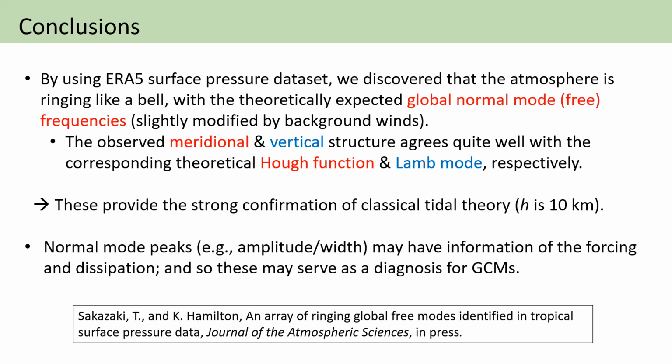So to summarize, by using five surface pressure datasets, we discovered that the atmosphere is ringing like a bell with the theoretically expected global normal mode frequencies, which are slightly Doppler shifted by background winds. The observed meridional and vertical structures agree quite well with the corresponding theoretical Hough functions and Lamb mode respectively. And these results provide a strong confirmation of classical tidal theory. For example, equivalent depth is about 10 km.